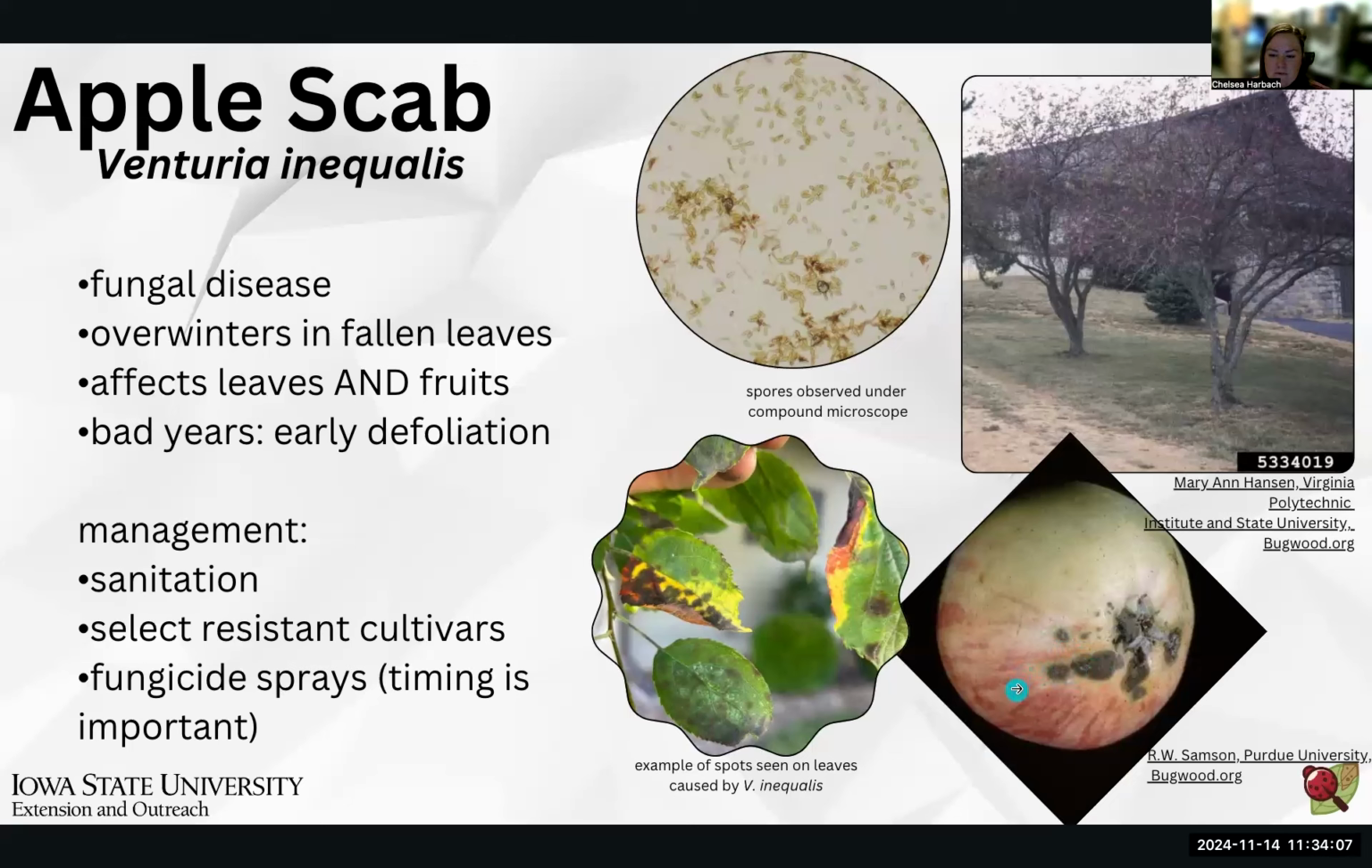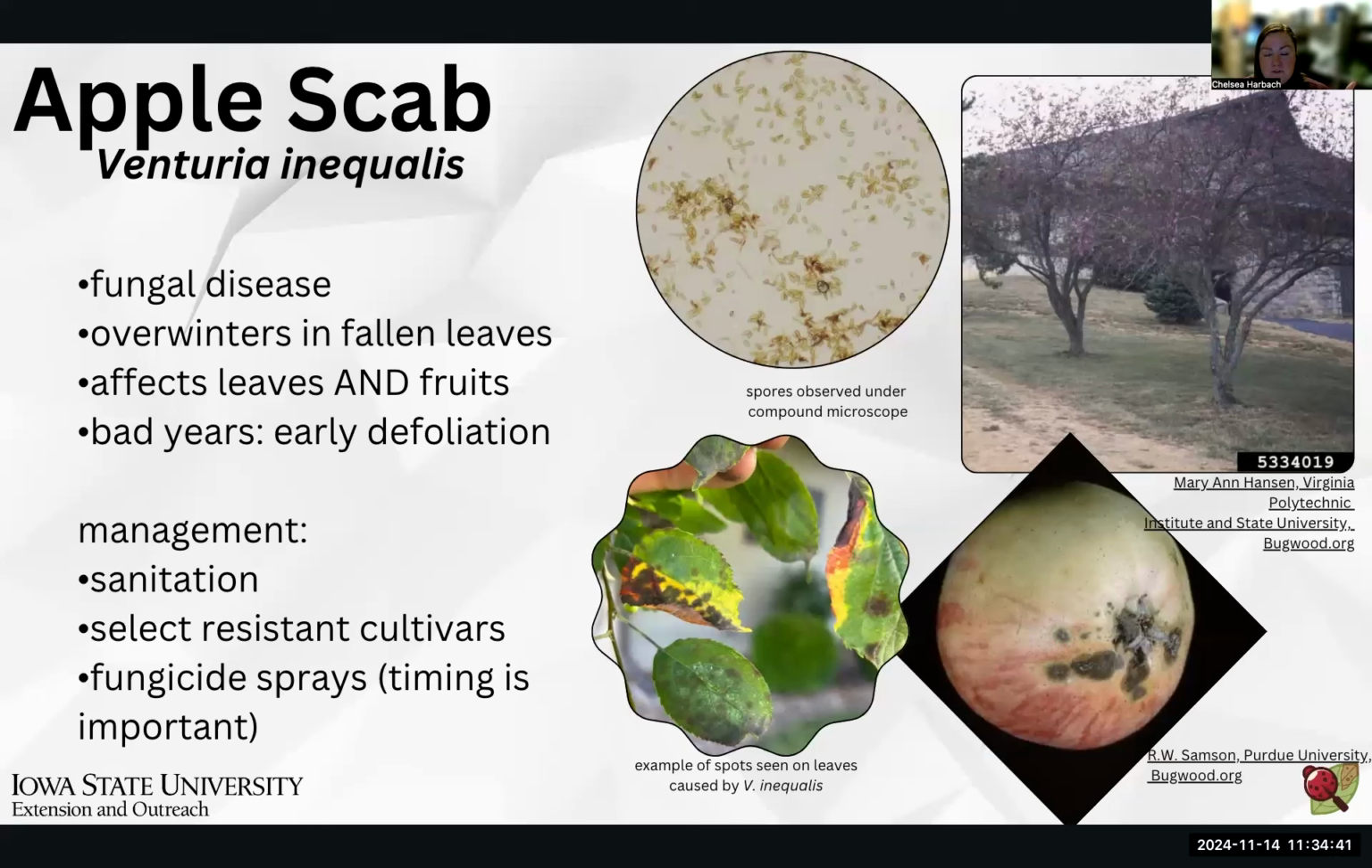These fruits are still edible. You can just cut out those spots. And in bad years like this year, where we had a lot of early spring rain, you can have early defoliation. I realized I didn't have any of my own pictures, but thankfully there was a good picture on Bugwood showing how badly defoliated some of the ornamental crabapple trees can be. And this was really alarming this year. People were thinking that something more serious happened to their crabapple.